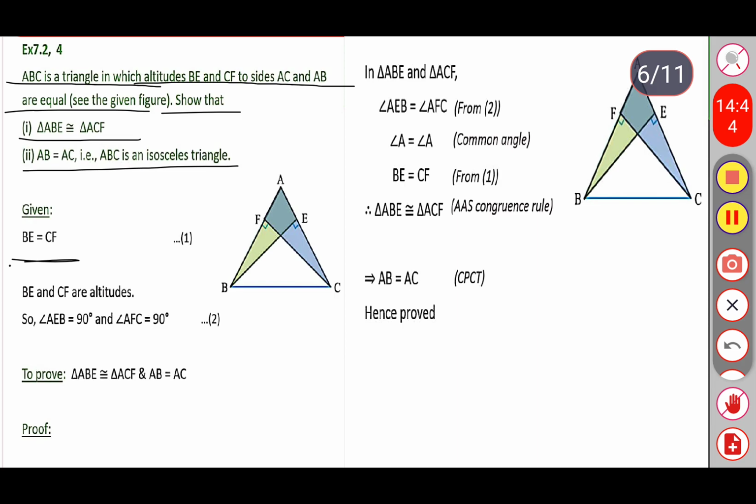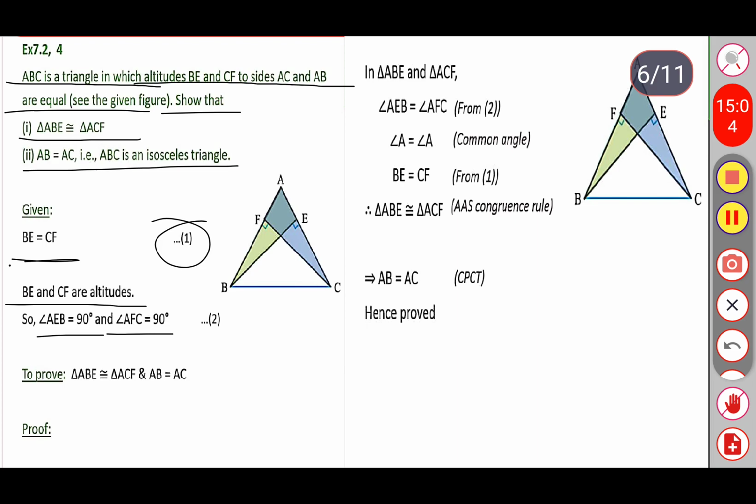So BE is equal to CF. BE and CF are the two altitudes. Altitude means perpendicular lines, right? So BE and CF are altitudes. Therefore, it forms a 90-degree angle in two different angles.